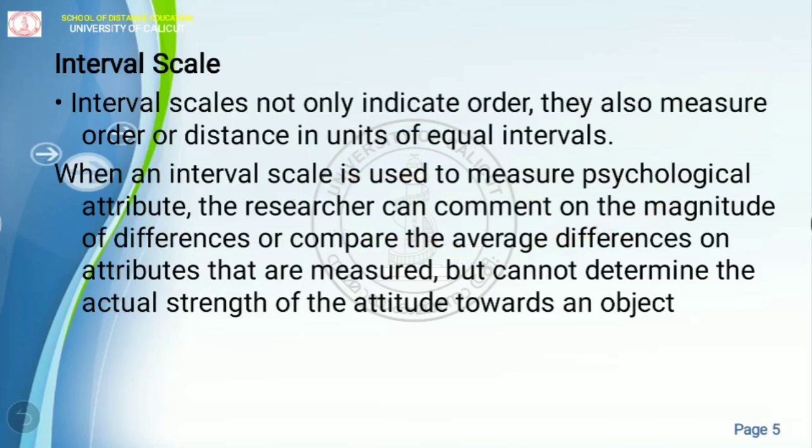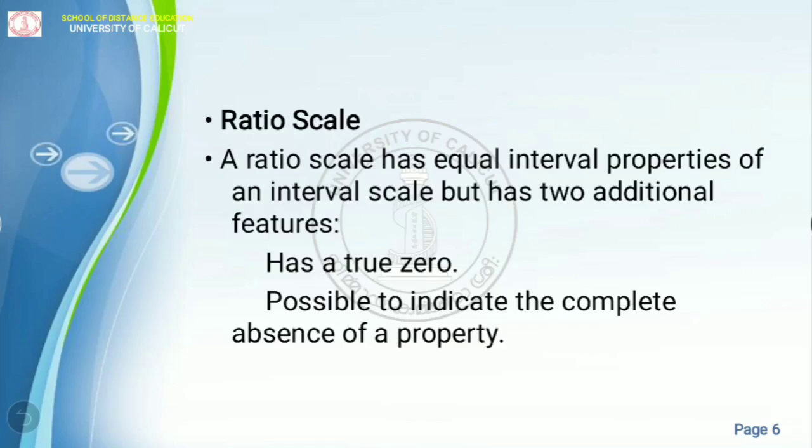And the interval scale indicates order and also measures the order, or distance, in units of equal interval. So when an interval scale is used to measure a psychological attribute, the researcher can comment on the magnitude of difference. That is a speciality of the interval scale. The researcher can comment on the magnitude of a difference or compare the average differences on the attributes that are measured.